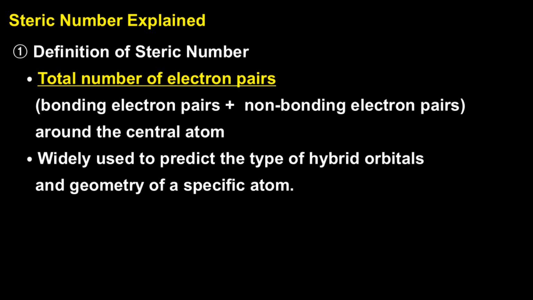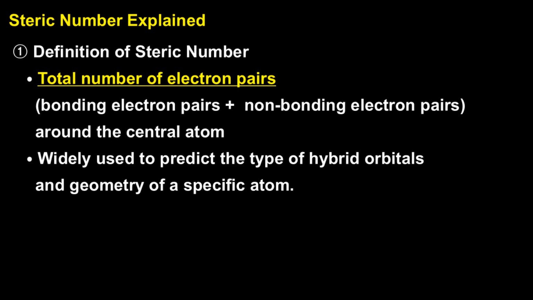Alright, first things first, what exactly is the steric number? It's basically the total number of electron pairs around a central atom, and that includes both bonding pairs, the ones shared between atoms, and non-bonding pairs, which we also call lone pairs. So why does this matter? Well, knowing the steric number helps us figure out what kind of hybrid orbitals the atom will use and what the overall shape of the molecule will look like.